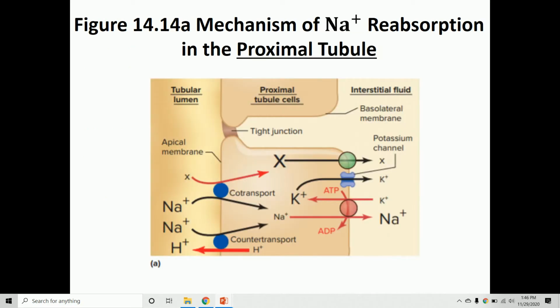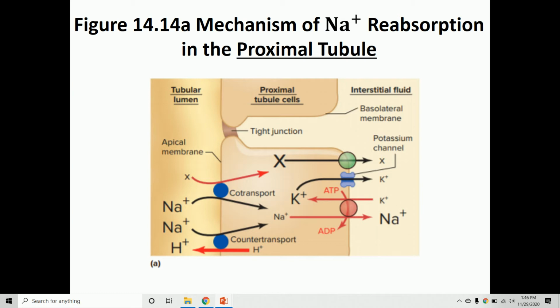We'll first talk about sodium reabsorption in the proximal tubule. Let's take a look at the anatomy of what we're looking at. This right here is the lumen of the tubule. This is where the filtrate is. These are the epithelial cells of the tubules. That's the apical membrane, and these are the tight junctions between the cells. And this is the basolateral membrane that faces the interstitial fluid, and the peritubular capillary would be right here. In order for sodium to be reabsorbed, it has to pass through the apical membrane and the basolateral membrane into the interstitial fluid, and from there it will be absorbed into the peritubular capillary.